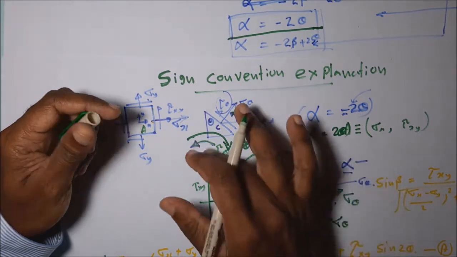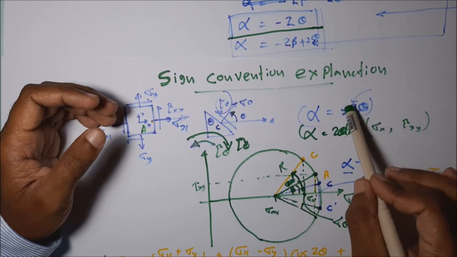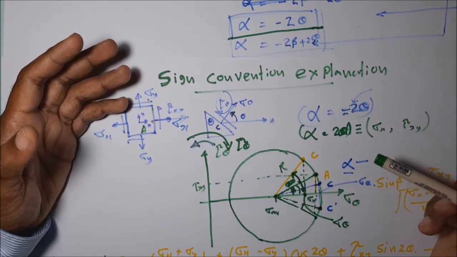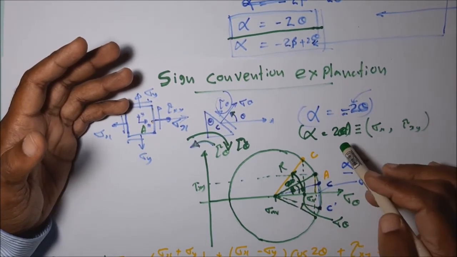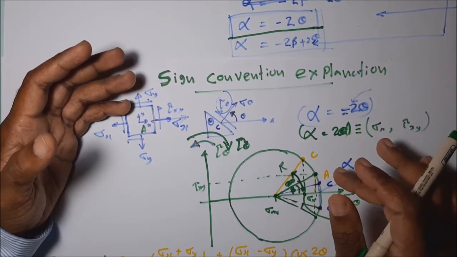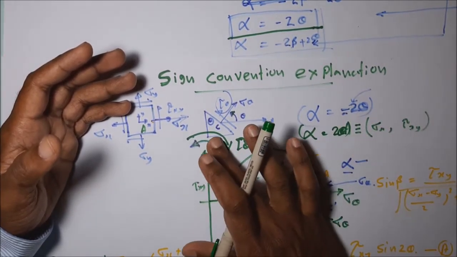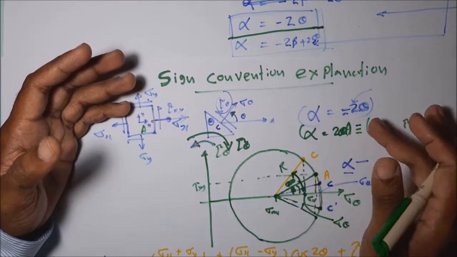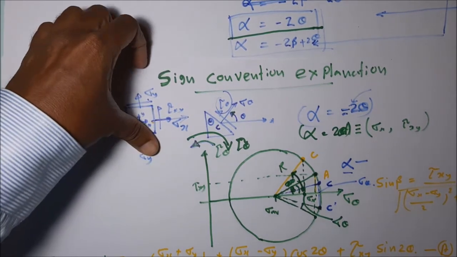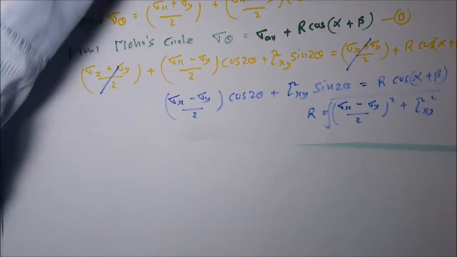This is how the sign convention works, and the angle is double. Why is the angle double? Because we can prove it mathematically. The proof can be done using the shearing stress also. By taking the shearing stress we can prove alpha is equal to theta. If we take clockwise, we have to take 2 theta. If we take anti-clockwise, we have to take minus 2 theta. So I will show that also: the sign convention explanation using the tau theta shearing stress.